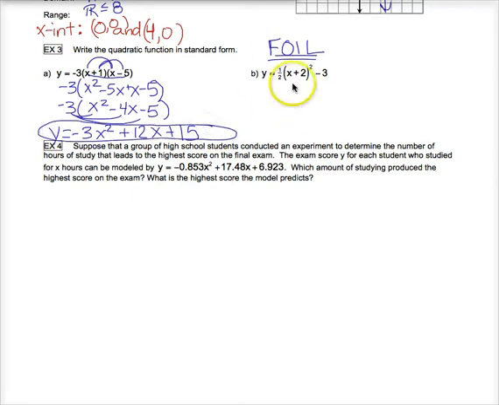You go ahead and do B yourself. Remember that square means to multiply it by itself, so pause it and then come back to see if you get it right.